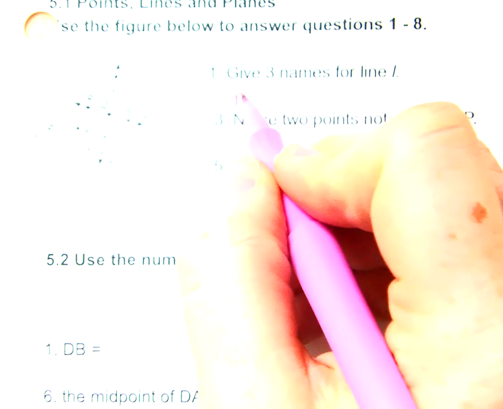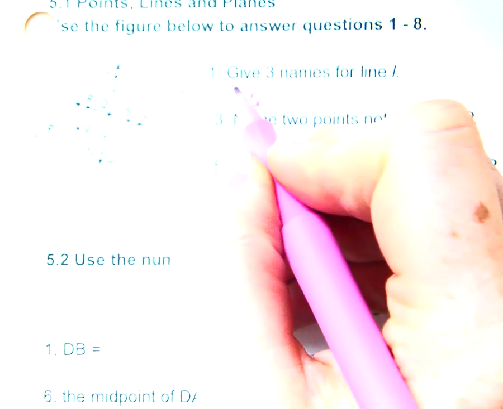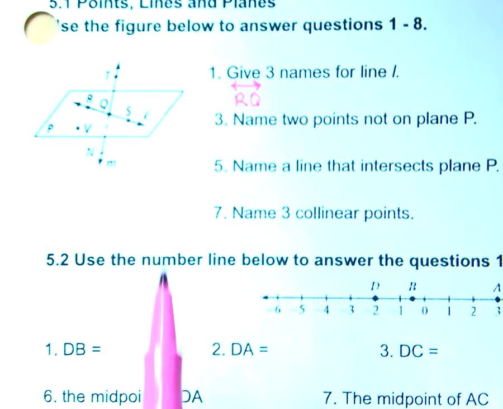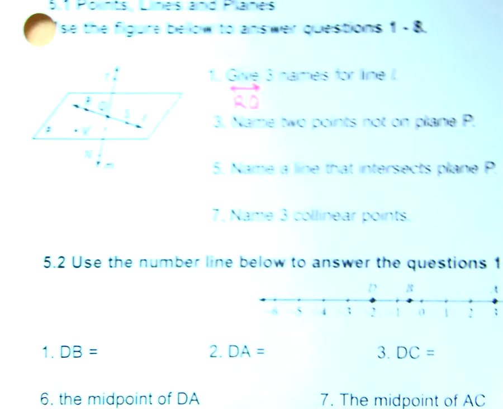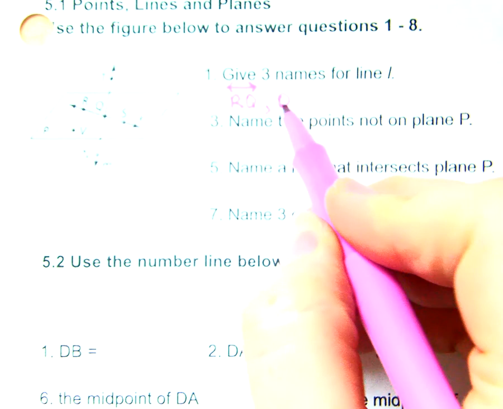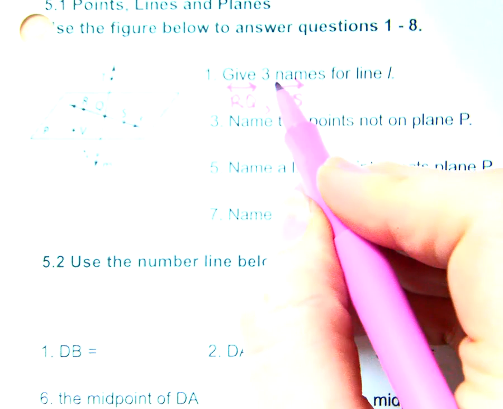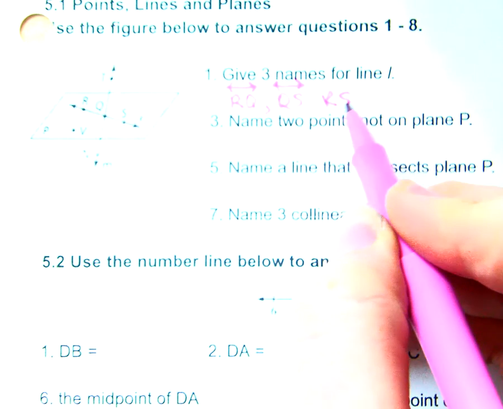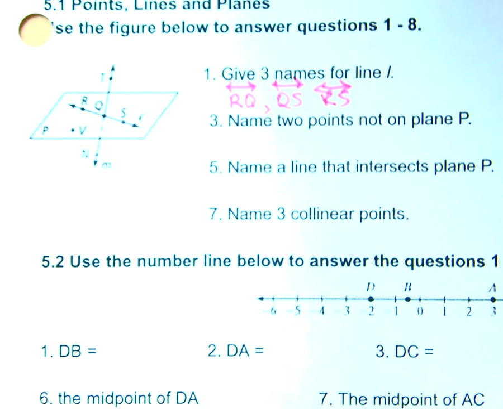And remember when we draw them, because we're talking about a line, we have the notation with the arrows on the top. So RQ, QS, and then also RS would be 3 names for that line.